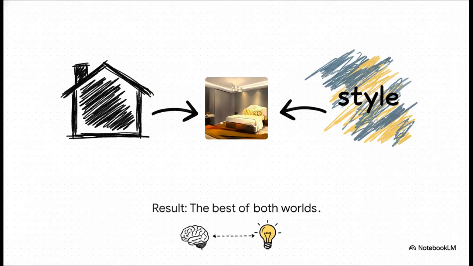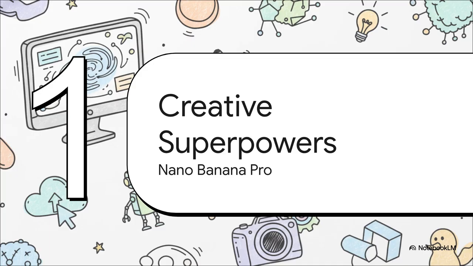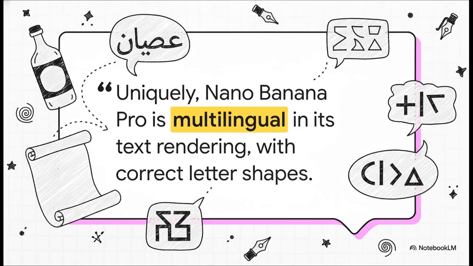It's pretty incredible. Now, this unique ability to understand multiple inputs at once unlocks what I can only describe as 5 creative superpowers for anyone who's making images. Superpower number 1, and this is the big one, it gets text right. Finally. It can render a brand name on a product or a headline on a poster with incredible accuracy. And it's not just English. It can handle complex scripts like Chinese, Arabic, and Cyrillic just as easily.